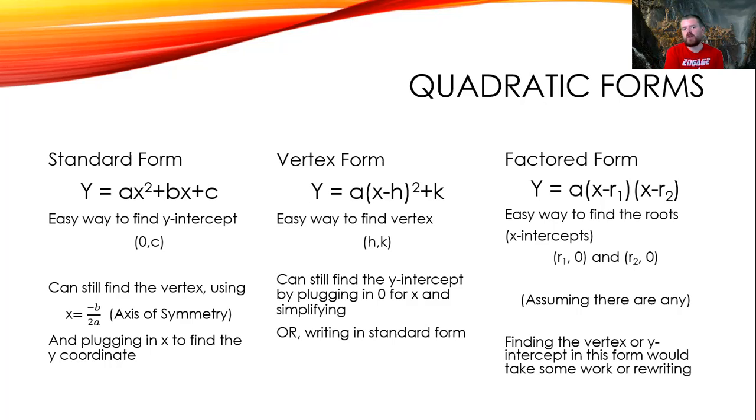In 3.2, we looked at standard form and how to identify the vertex using the formula here, x equals negative b over 2a. That told us our axis of symmetry, and then it allowed us to plug in that value and find out what the y term was for our vertex.